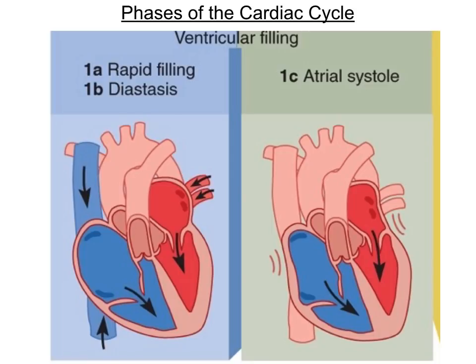Now, at the end of ventricular filling, your ventricles are going to contain something called end diastolic volume, or EDV. End diastolic volume is the volume in the ventricles at the end of ventricular filling. So it's the total amount you can get into those ventricles at the end of this ventricular filling phase. And on average, it's 130 milliliters in each ventricle.